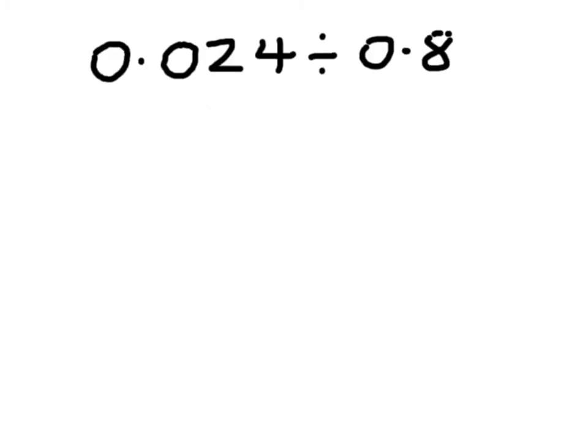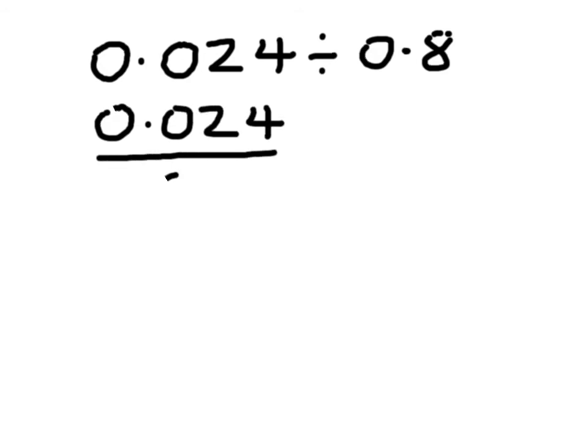In this example, I'm going to divide 0.024 by 0.8. And I'm going to do exactly the same thing I did before. I'm going to rewrite the question as a fraction. So this time I've got on the top 0.024, on the bottom 0.8, and the line in the middle, as with all fractions, means divide.